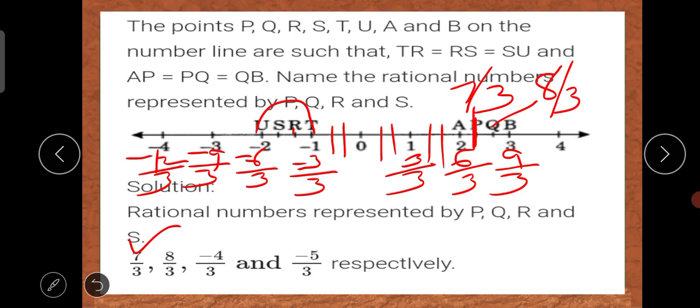Then they told R and S. R we can see here. So here minus 1, when it is minus 3 upon 3, the next number is R, that is, I will write here, minus 4 upon 3. And then they ask about S. So S after that, it will be what? Minus 5 upon 3. So here we show in the number line which number is representing this P, Q, R and S.